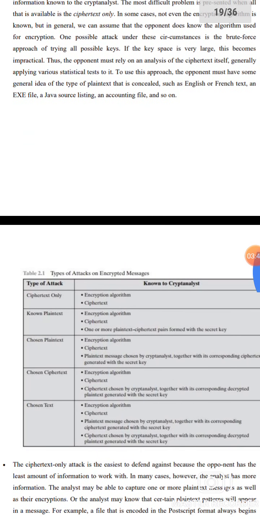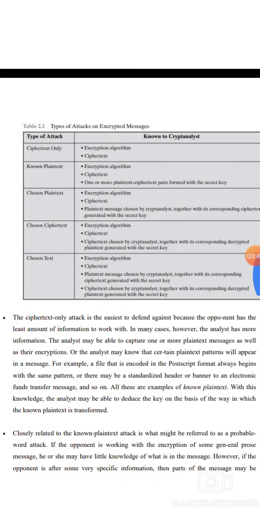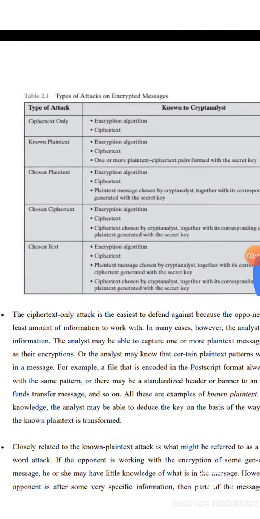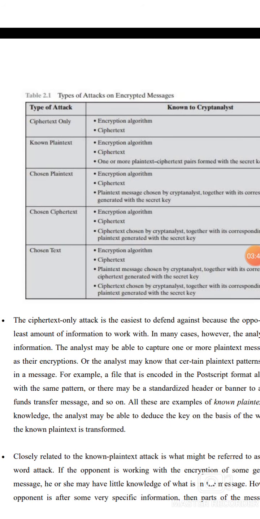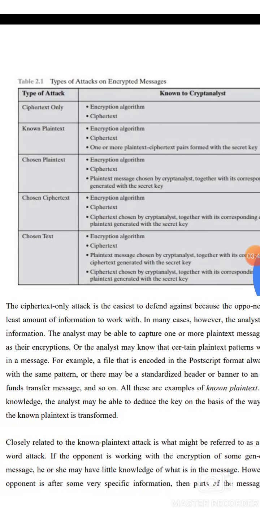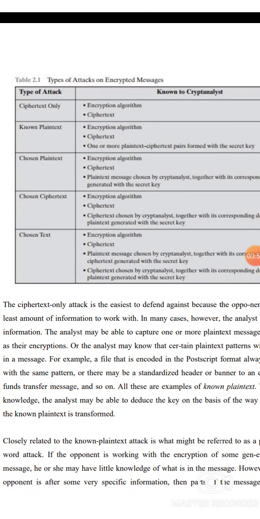This table explains the types of attack on encrypted messages. Ciphertext only: the encryption algorithm and the ciphertext are known. Known plain text: the encryption algorithm, the ciphertext, and one or more plain text-ciphertext pairs formed with the secret key. Chosen plain text: the encryption algorithm, the ciphertext, and a plain text message chosen by the cryptanalyst.